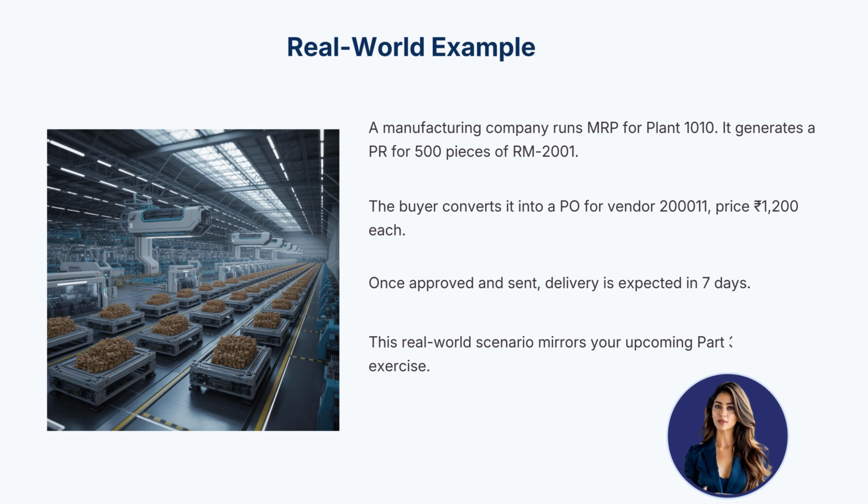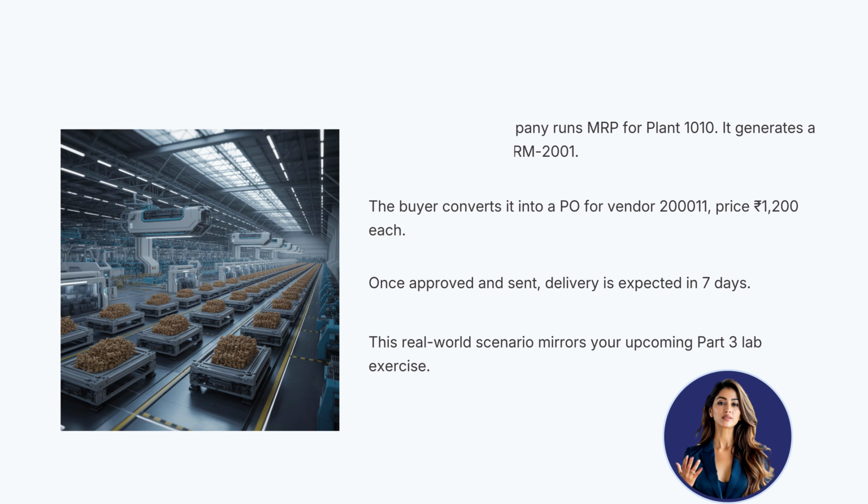Let's take an example. During an MRP run, a PR is automatically created for 500 units of RM-2001. The buyer reviews it and converts it into a PO for vendor 2011. The PO is approved and transmitted electronically. The vendor delivers material in 7 days, completing the procurement cycle. This end-to-end automation reflects a real S/4HANA Cloud operation.